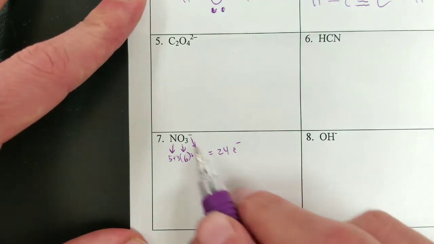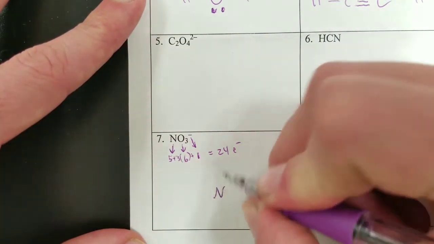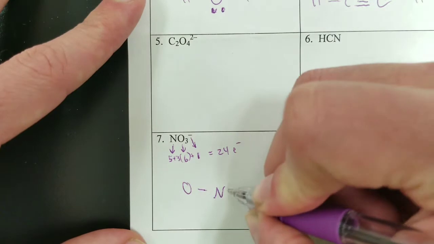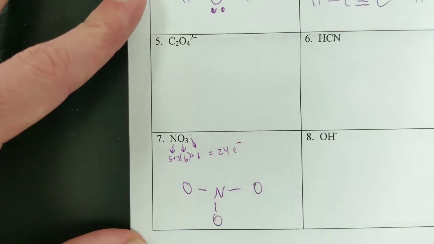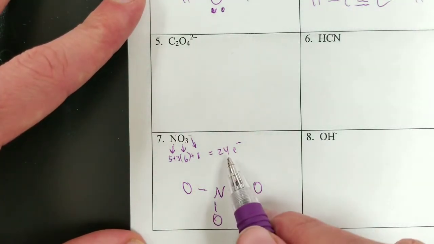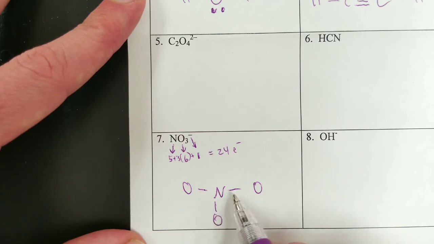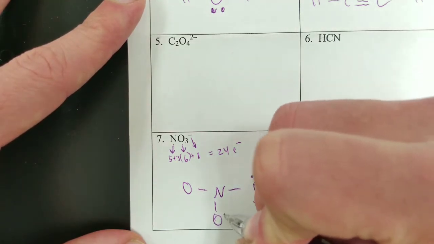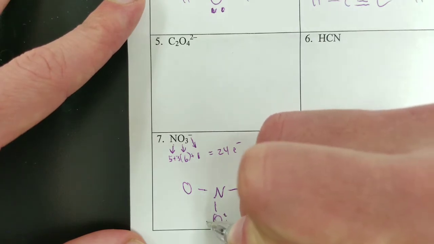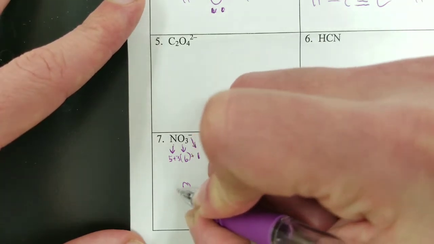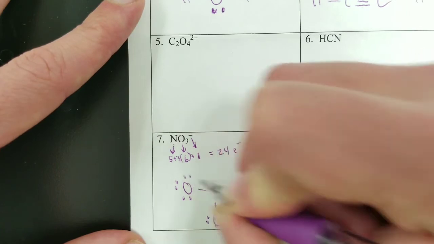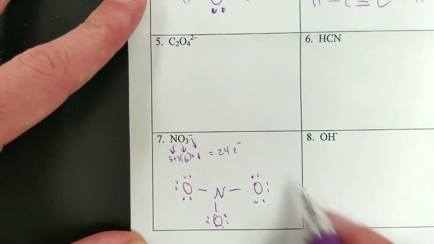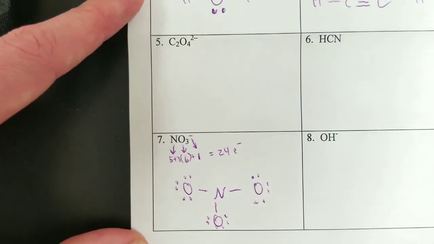All right, so next I'll take the central atom and spread these around. Oxygen, oxygen, oxygen. And add all 24 electrons. 2, 4, 6, 8, 10, 12, 14, 16, 18, 20, 22, 24. There's a total of 24 electrons placed. So the number of electrons is correct. Does it satisfy the octet rule?